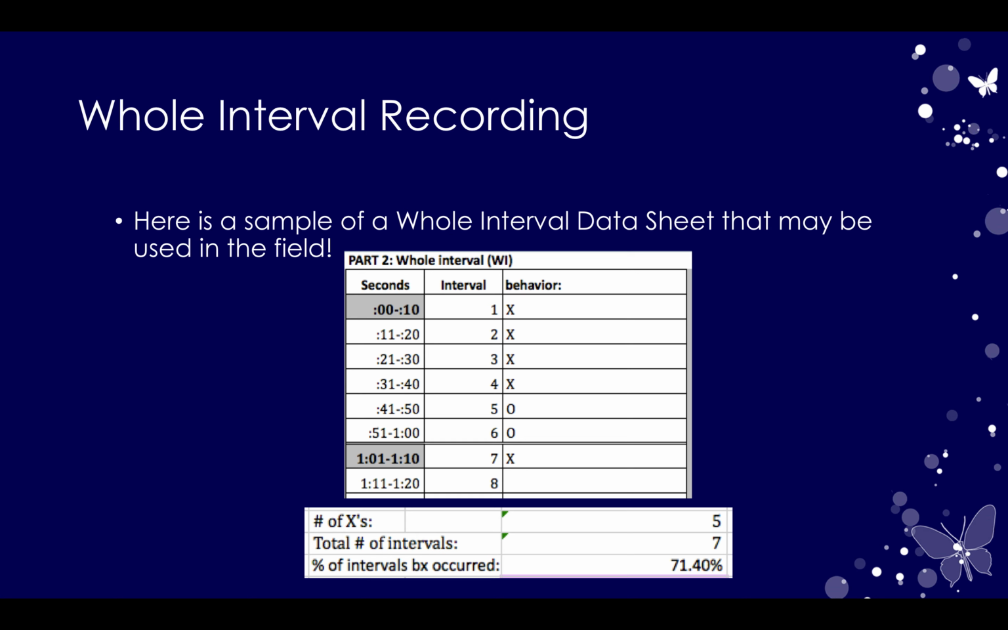Here is a sample of what a whole interval datasheet may look like out in the field. This will differ from company to company and from supervisor to supervisor. So remember to use whatever data sheet is supplied to you by your supervisor and your company.